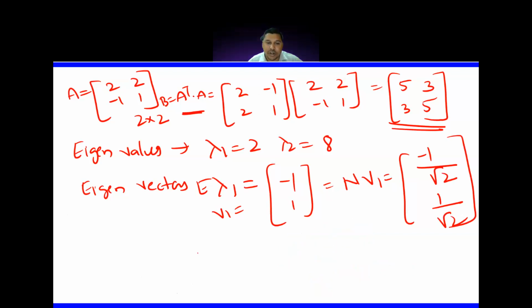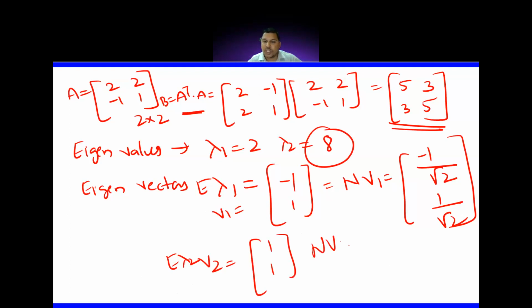Next, you have vector v2. You are finding the eigenvector for 8. If you solve, you get the eigenvector as 1, 1. If you normalize this v2, you get 1 by square root of 2, 1 by square root of 2. So you form the V matrix now.